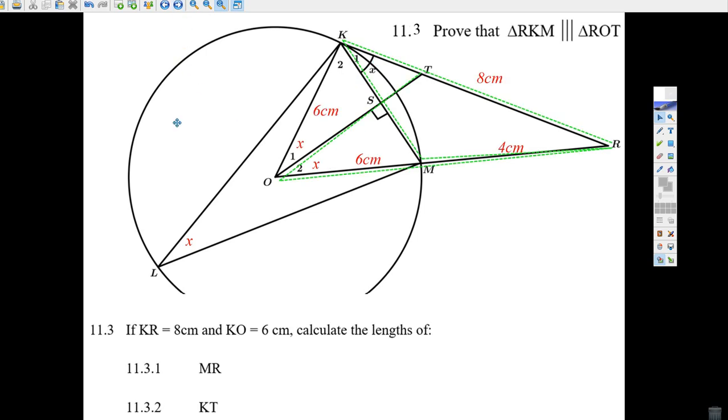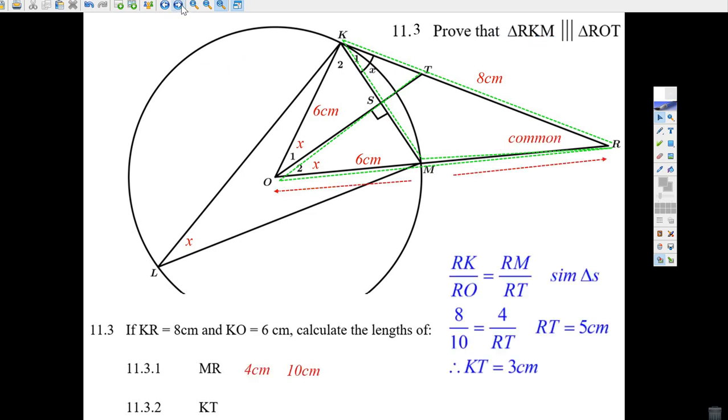Maybe we can do one more. This one says, prove that triangle KM... 11.3. It got mixed up in the different questions here. So let's prove this one first.